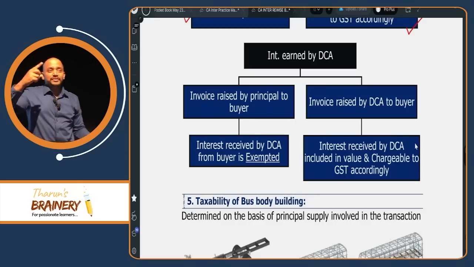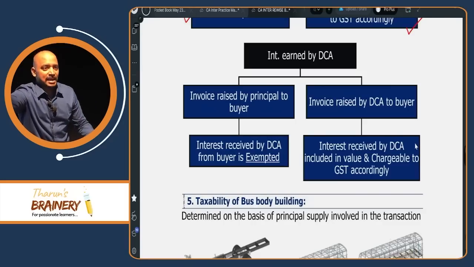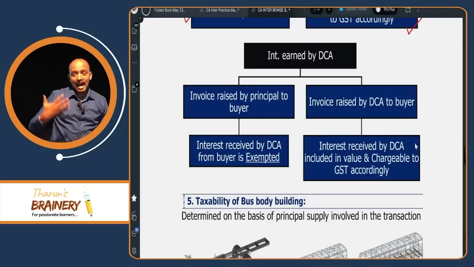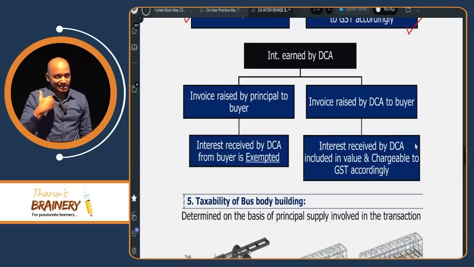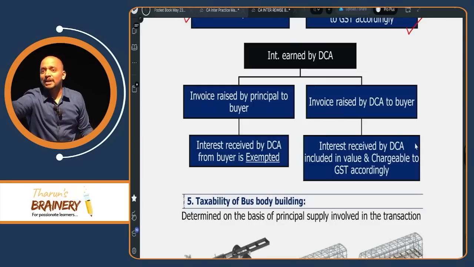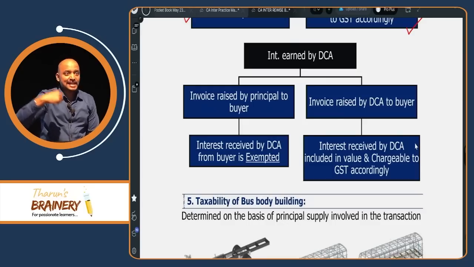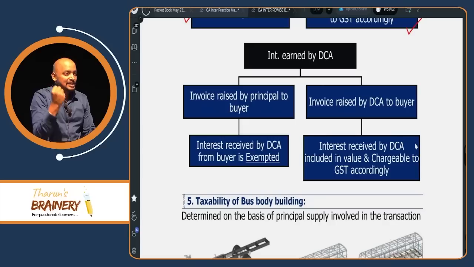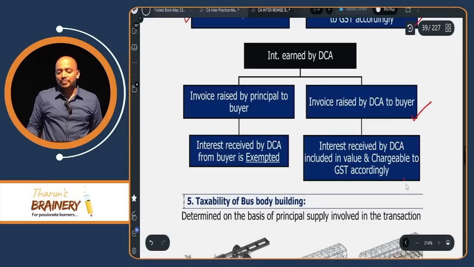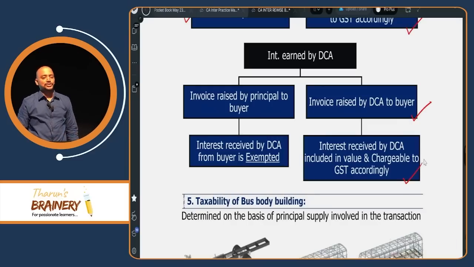Simple. Suppose the del credere agent is raising an invoice in his name, then who is the supplier to you? Agent or principal? I am raising the invoice in my name. The agent is raising the invoice in the agent's name. Now who is the supplier to you? Agent. Now whatever money you are giving to the agent, the supplier, there is a delay. That's why interest is collected. So it will come under interest on account of delay in receipt of consideration and chargeable to GST. If the invoice is raised by the del credere agent to the buyer, then interest received by the del credere agent is included in the value and chargeable to GST accordingly.